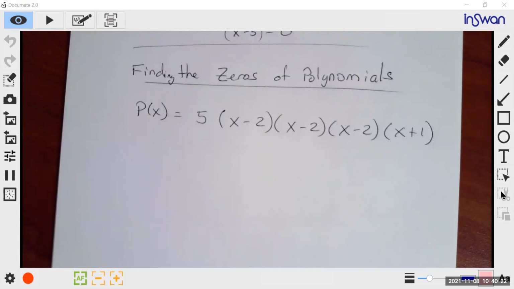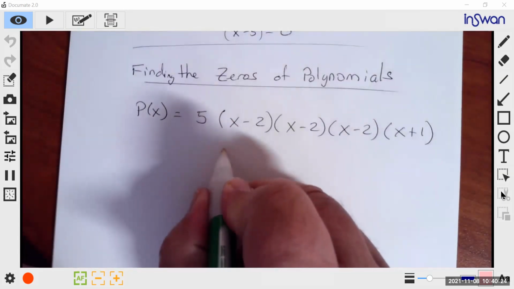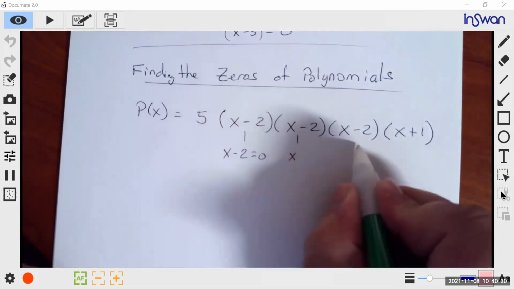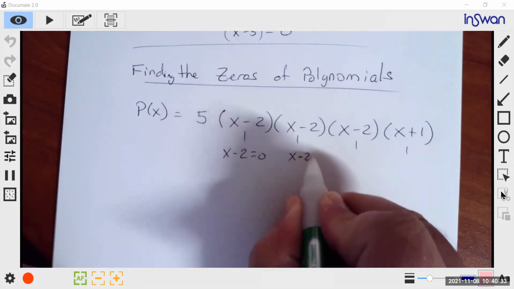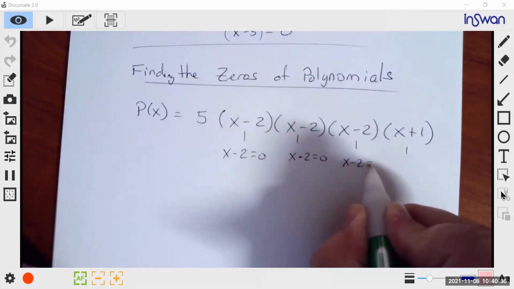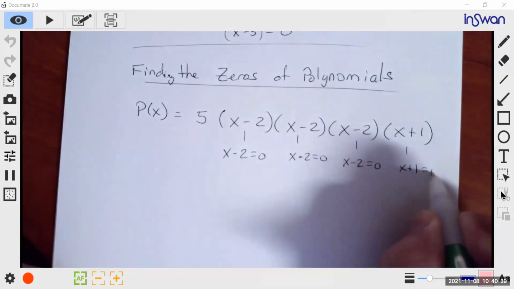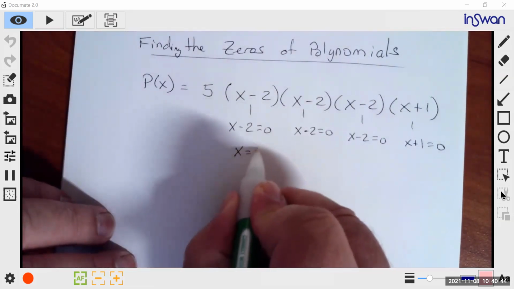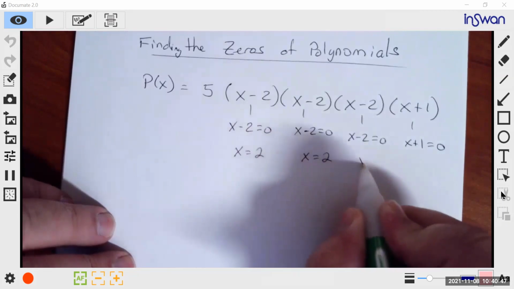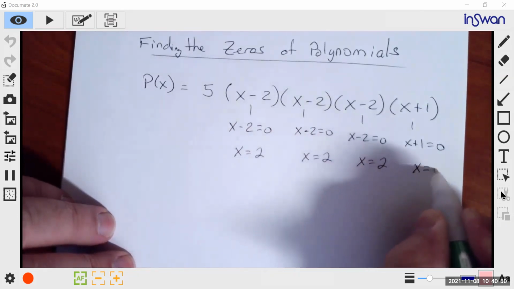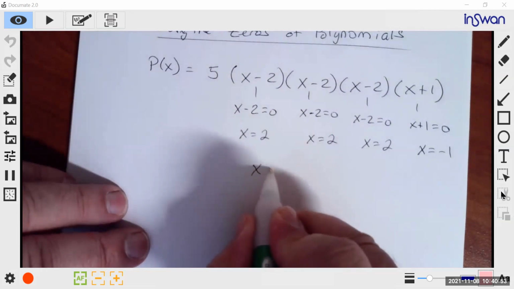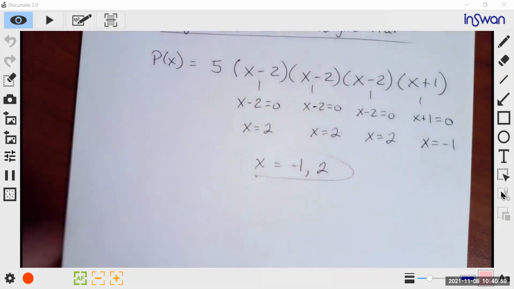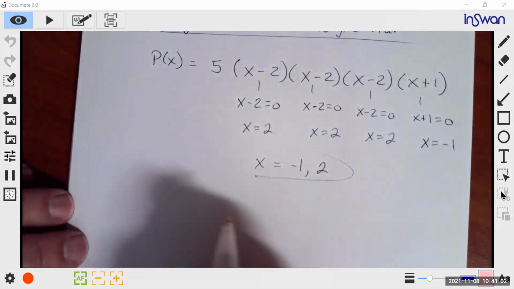So what are my zeros? I take each of these and set them equal to 0. And I add 2, so x equals 2, and x equals -1. So my zeros are -1 and 2. Those are my x-intercepts. Those are my zeros.